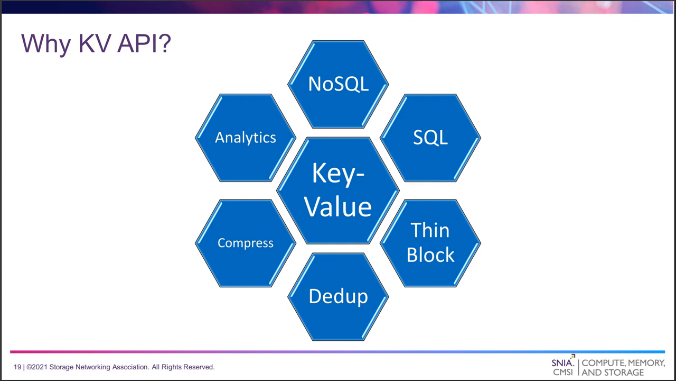So in short, key value exists. It's not really a new interface. It's essentially already there. And all flash arrays, for example, use them. They might not call it key value, but they're performing operations that are based on key value ideas. Now let's talk about the problem.